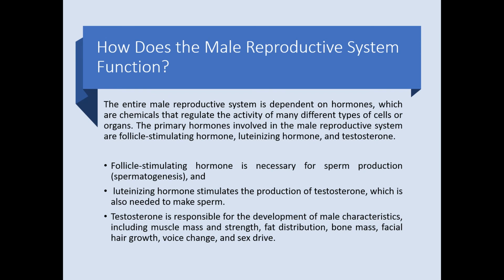How does the male reproductive system function? The entire male reproductive system is dependent on hormones, which are chemicals that regulate the activity of many different types of cells or organs. The primary hormones involved in the male reproductive system are follicle stimulating hormone, FSH, luteinizing hormone, LH, and testosterone. The follicle stimulating hormone is necessary for sperm production, spermatogenesis. The luteinizing hormone stimulates the production of testosterone, which is also needed to make sperm.